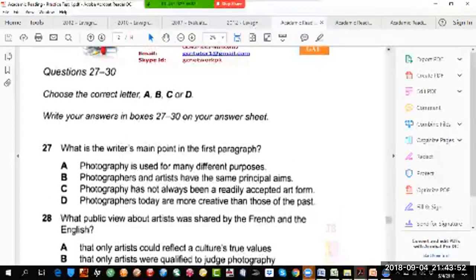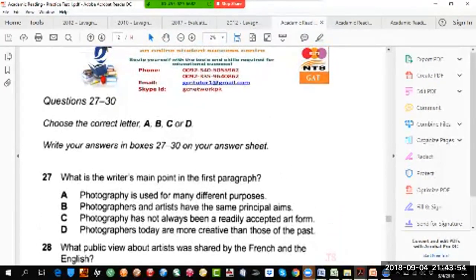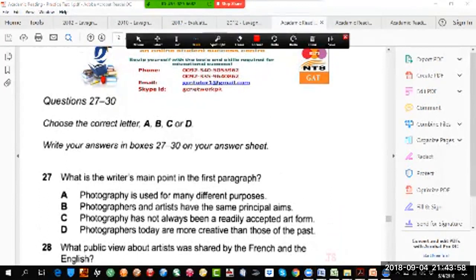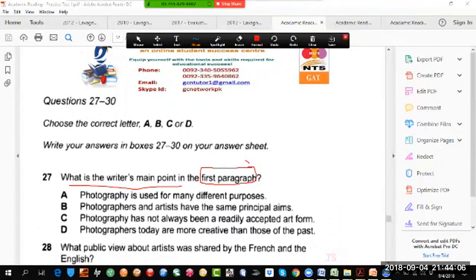Now this is another test, and in this test there's another type of question. Can you see what is the writer's main point in the first paragraph? This question is easy to answer. Why? Because you exactly know where your answer is. You have to read the first paragraph.